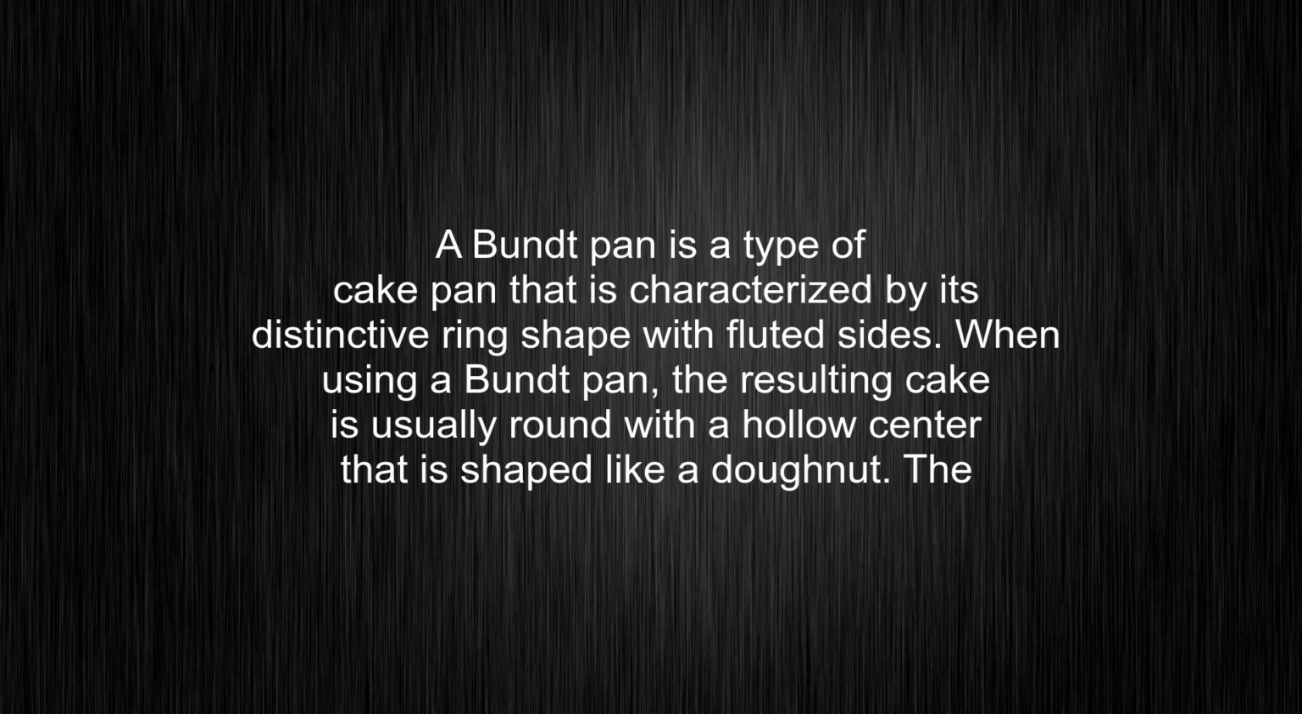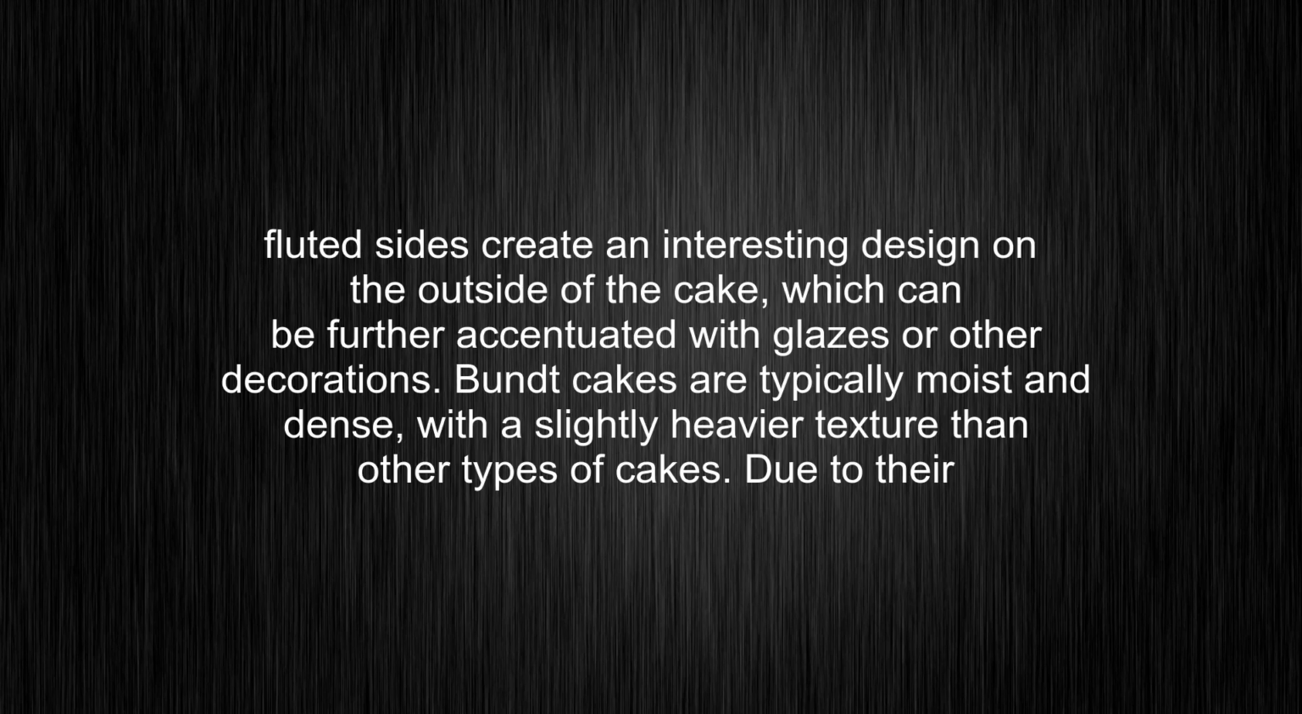A bundt pan is a type of cake pan that is characterized by its distinctive ring shape with fluted sides. When using a bundt pan, the resulting cake is usually round with a hollow center that is shaped like a donut.